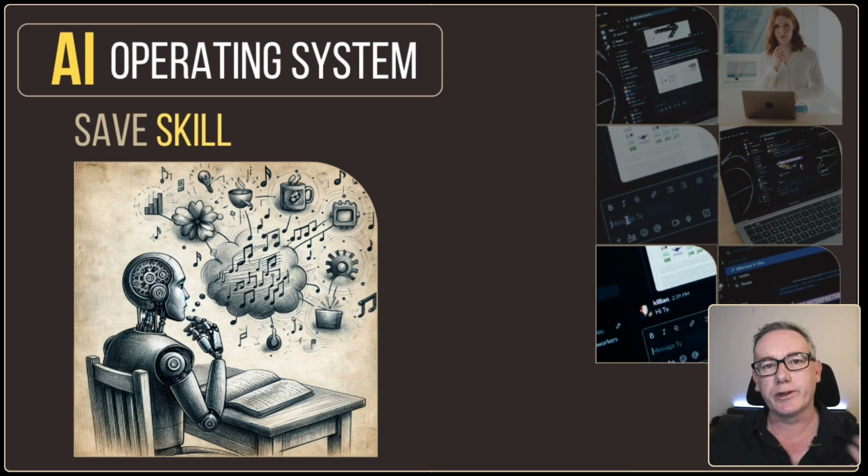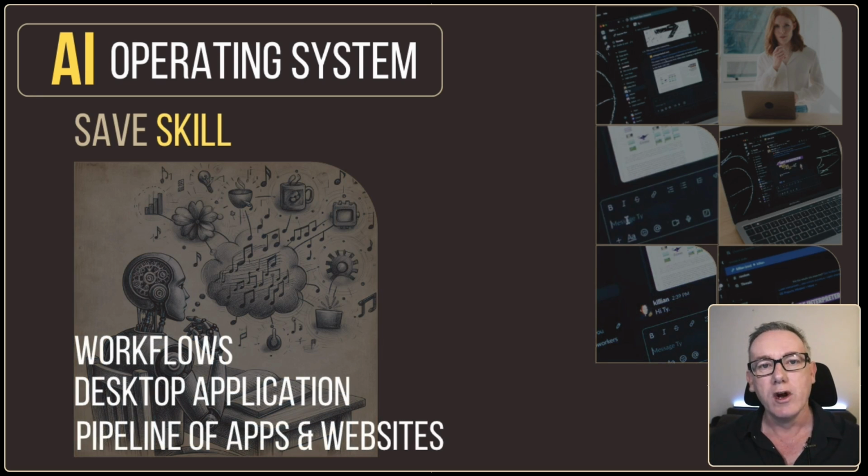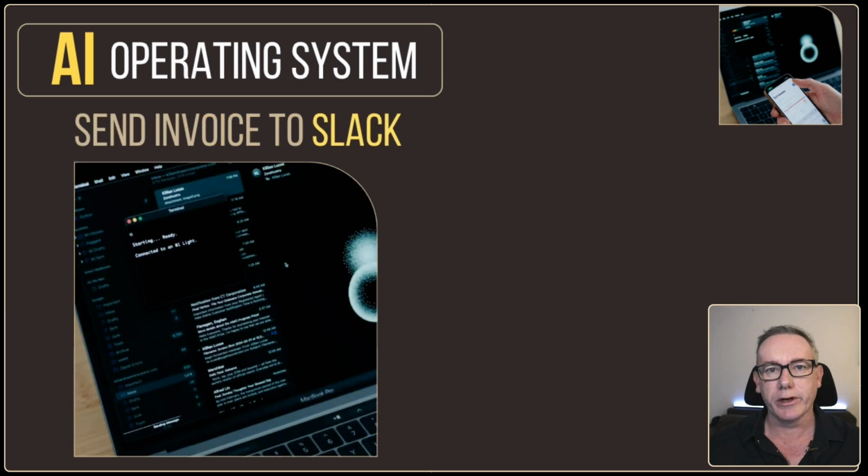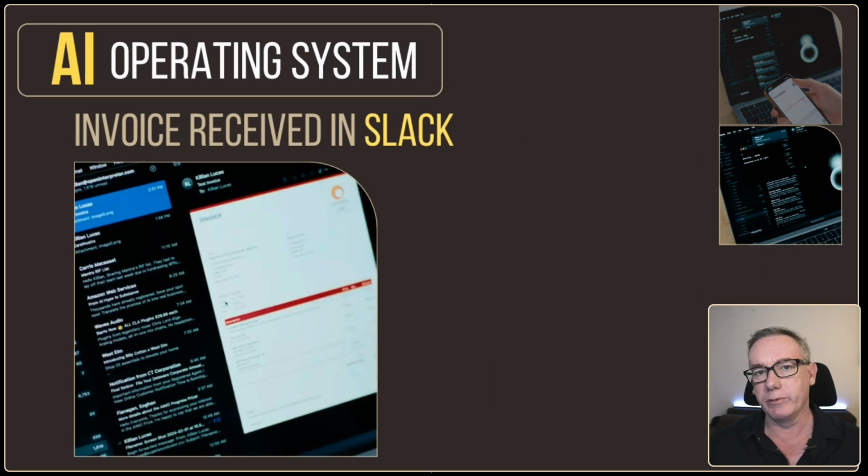This combination of O1 Lite and Open Interpreter, they say, would allow you to have simple workflows, run desktop applications, and even string together different apps and websites. The pipeline example that they demonstrated was to open up an invoice on your mobile phone and send it through to your desktop computer so that it would go through to Slack, at which time it would just open up, be available when you're in front of your computer. And all of this for just $99.